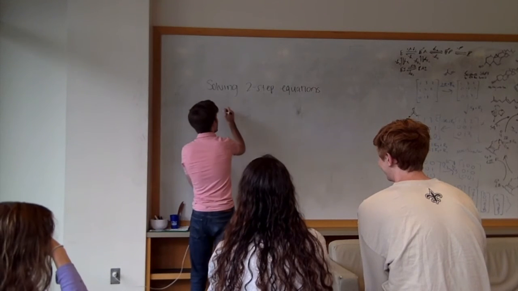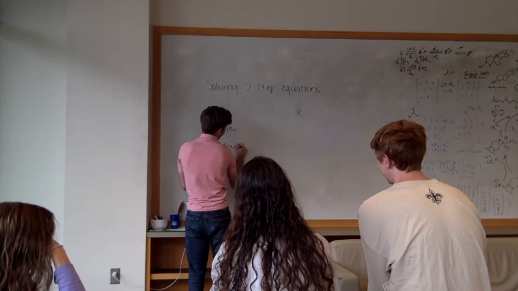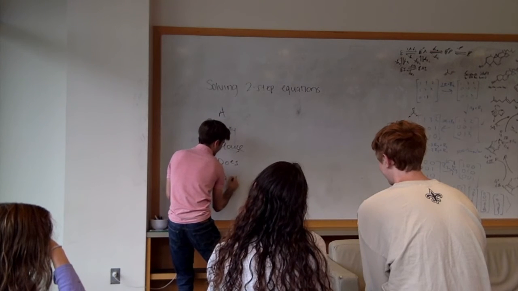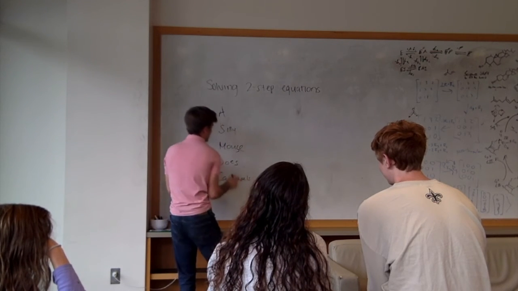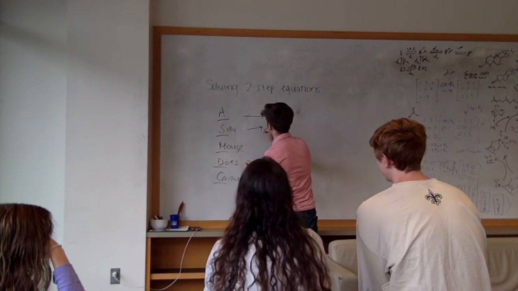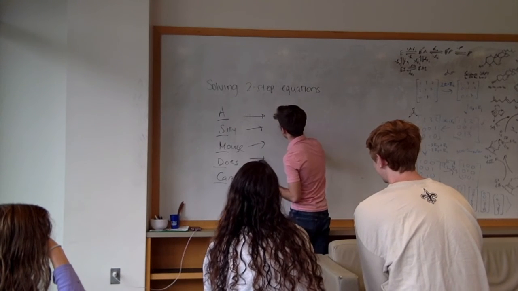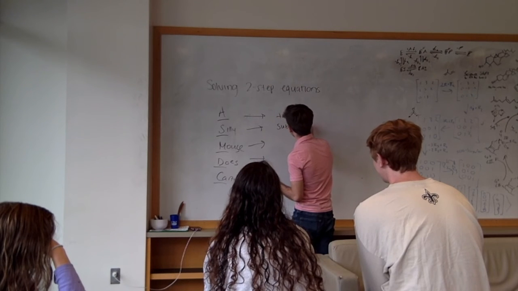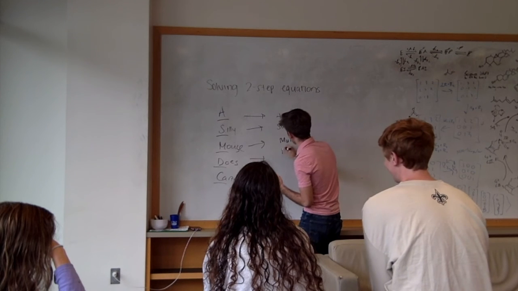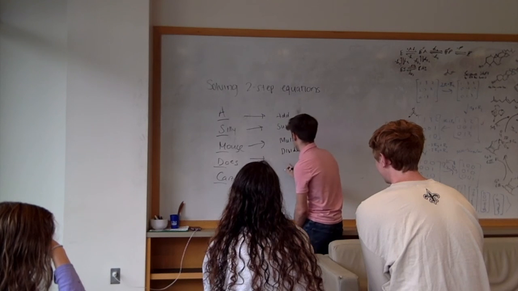The way I remember it is: a silly mouse does cartwheels. So A, S, M, D, C. What are those standing for? Anna, tell me the first one. Add. Paige, tell me the next one. Subtract. Remy, tell me the third and fourth. Multiply. Divide. Nice. And C is for check. You guys are amazing.